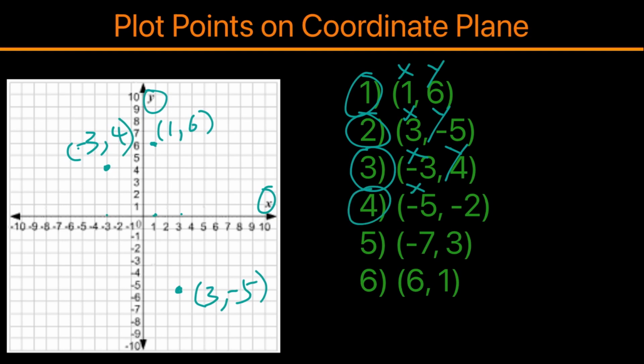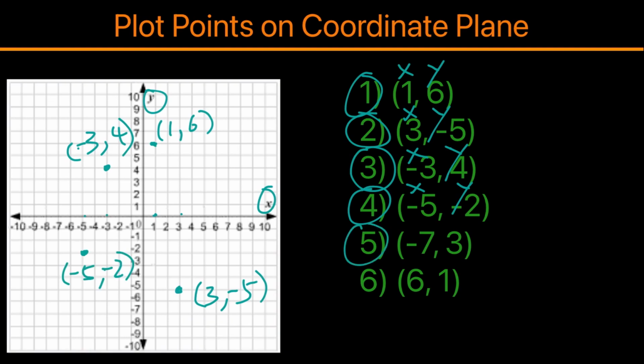Now for example 4, we have x and y as follows. So -5 is x and -2 is y. So we have (-5, -2).